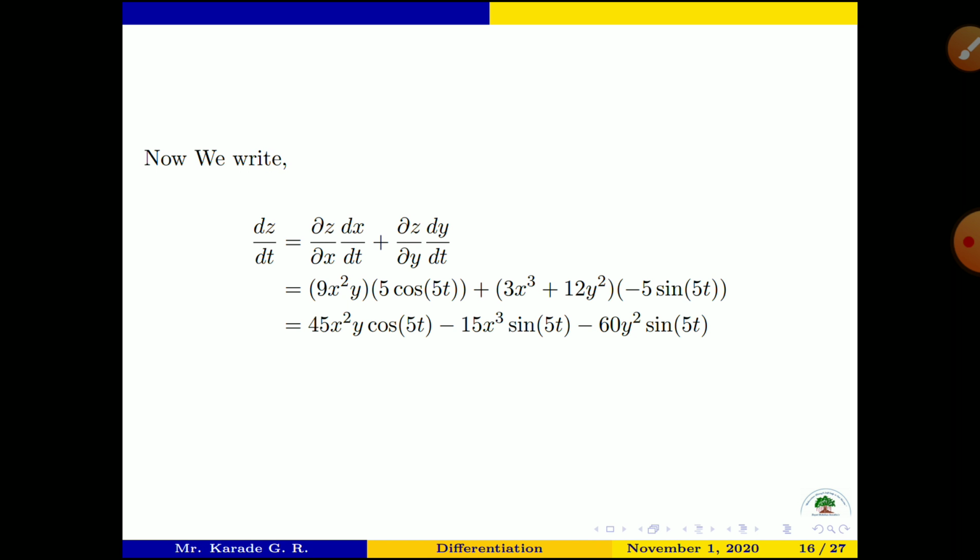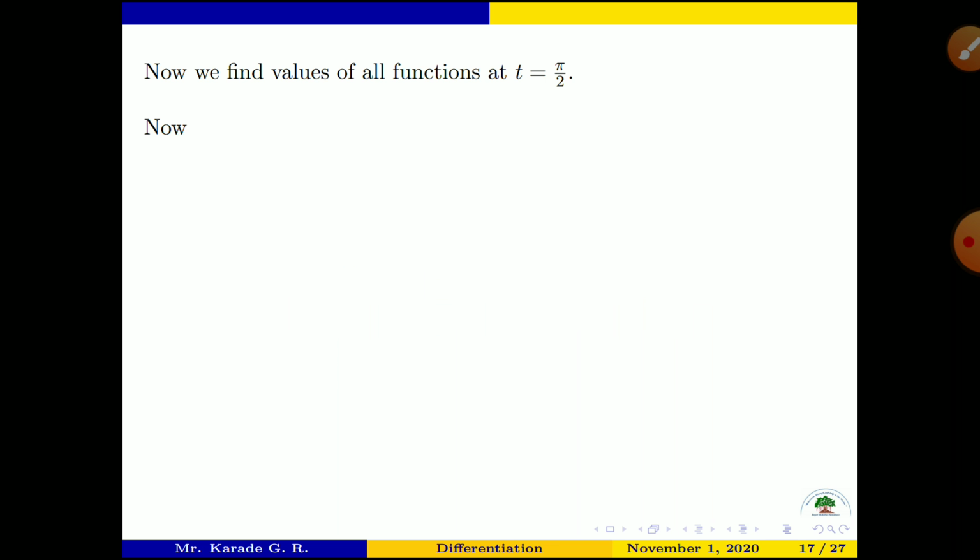In the third step, if I take the product of the constants, it is equal to 45x square y cos of 5t minus 15x cube into sine of 5t minus 60y square into sine 5t. Now we find the values of all functions at t is equal to pi by 2.